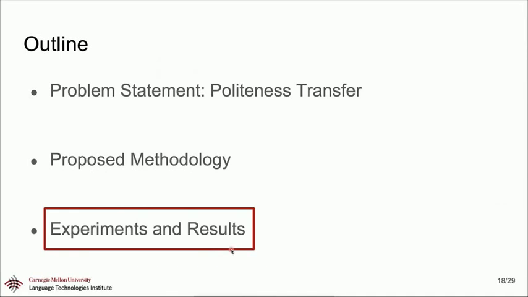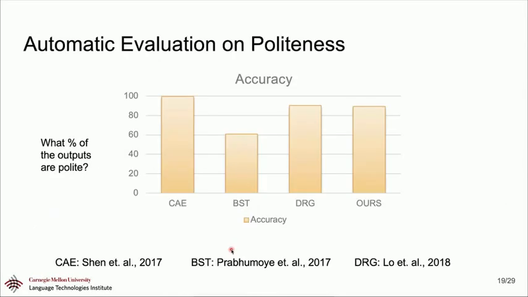So we have looked at the problem statement and the proposed methodology. Now let's look at the experiments and results and see how our system performs as compared to the baselines. The first metric we look at is accuracy, which tells us the percentage of outputs that were polite as generated by each of these systems. As we can see, most of the systems do fairly well on accuracy, with the exception of BST. Interestingly, CAE does really well, getting an accuracy of about 100%.